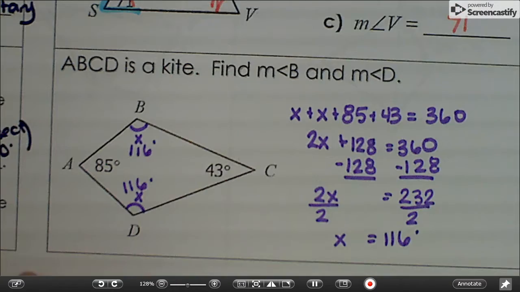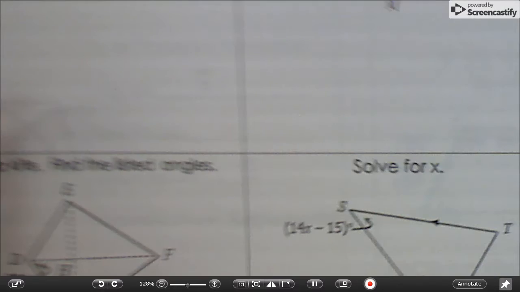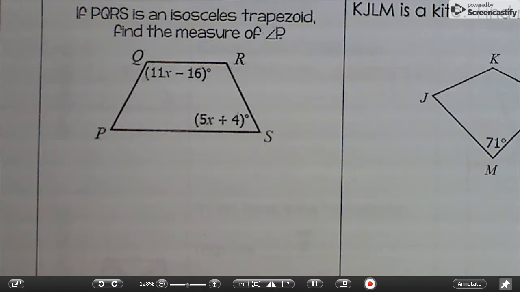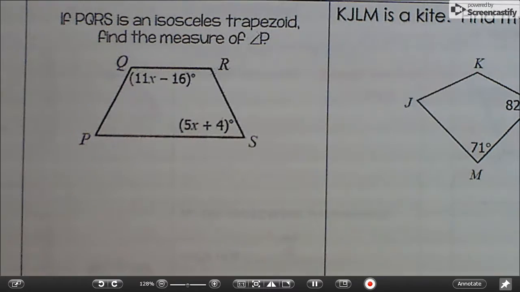All right, so those are the basics of the properties. Now we're going to do a couple examples involving algebra for some clarity, and then you'll be able to practice. And I think I'm going to add an extra example because I feel like I left out a good one.